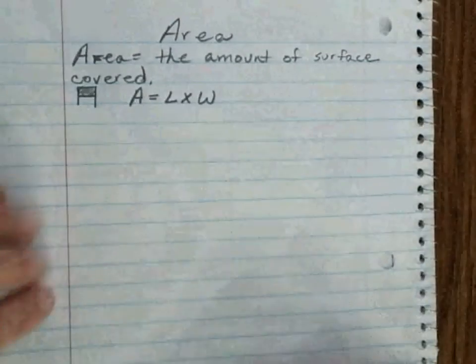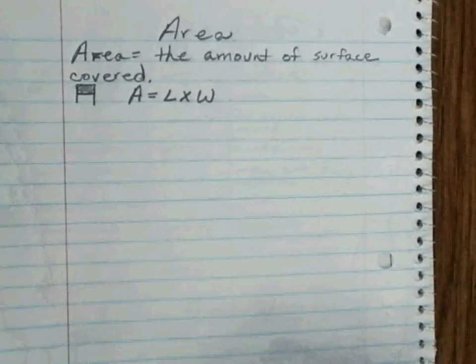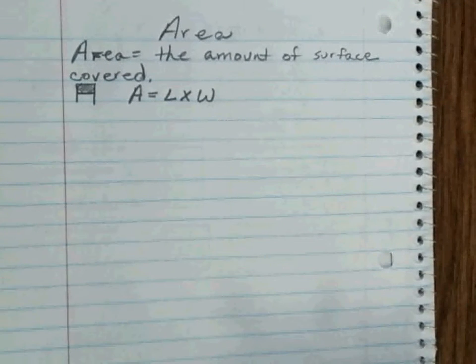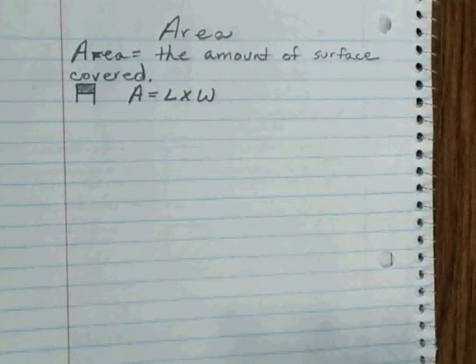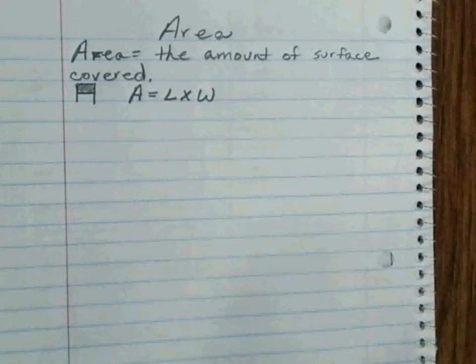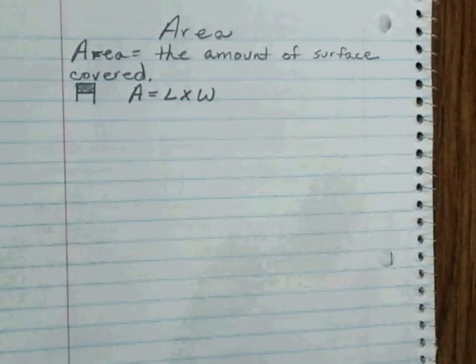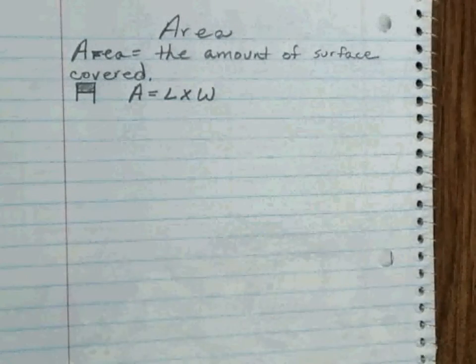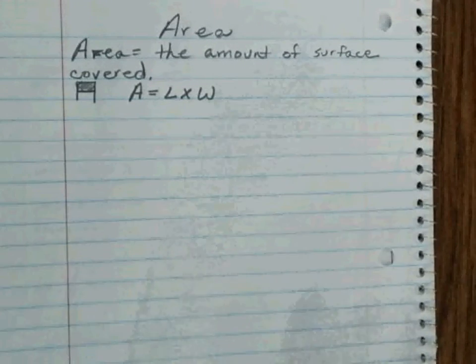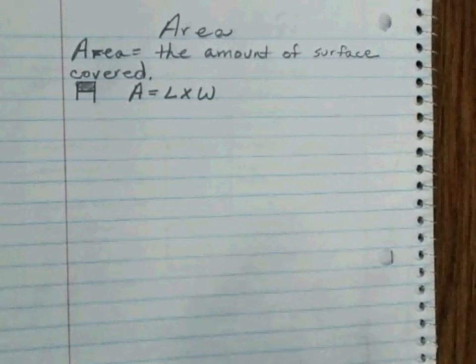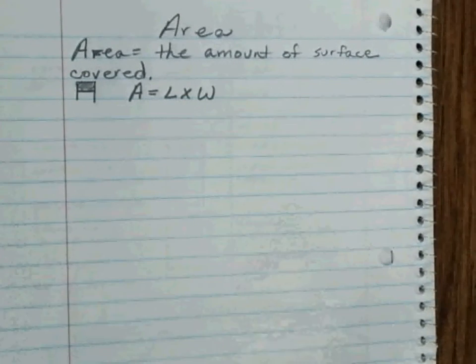Now, what are some reasons that we might want to know area? Why would we want to know how to figure out the area? Well, let's say that you want to put carpet in your bedroom. You need to know how much carpet to buy. So you're going to measure the length and multiply it by the width, and that'll tell you how much floor you have in your bedroom to buy carpet for. So then you'll go to the store and you'll buy that much carpet.